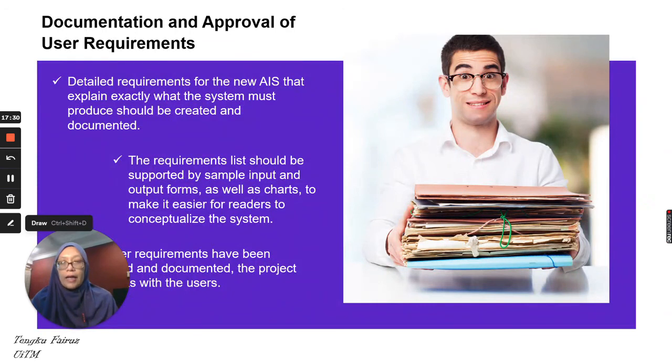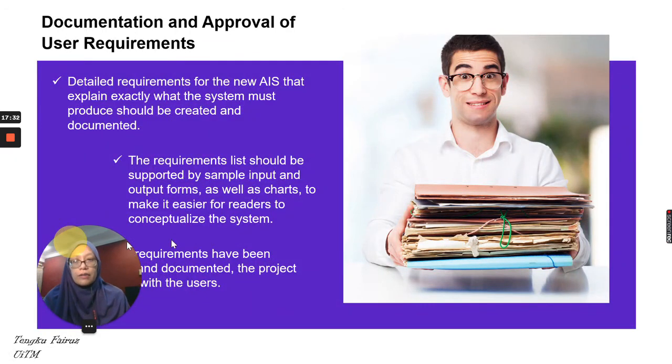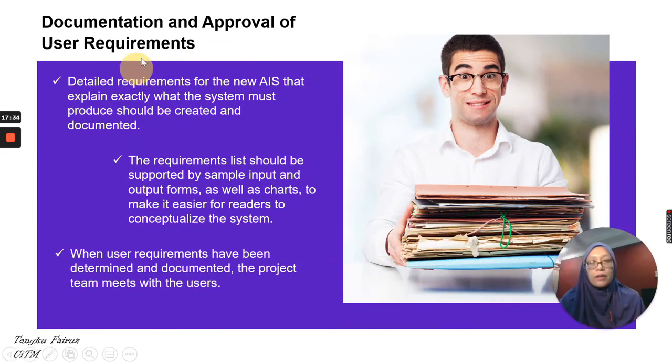Okay, and then they need to do documentation and approval of the user requirements. So this is also important. They need to get the approval and then document that user requirement. The detailed requirement for the new AIS that explains exactly what the system must produce should be created and documented. And this list should be supported by sample input and output forms, as well as charts to make it easier for the readers to conceptualize the system.